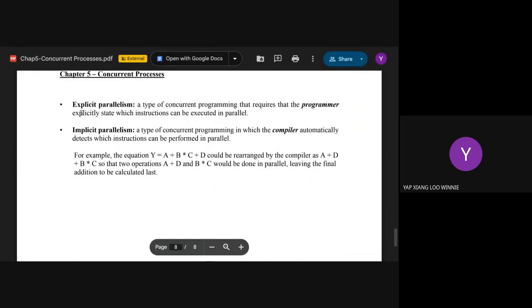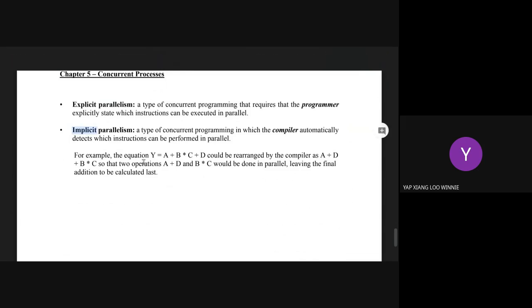Okay, last part about this theory, explicit and implicit parallelism. Implicit is like when you use your calculator. You press A plus B times C plus D. What will your calculator do? It will do B times C first, right? The compiler already automatically knows what to do. This one we call implicit.